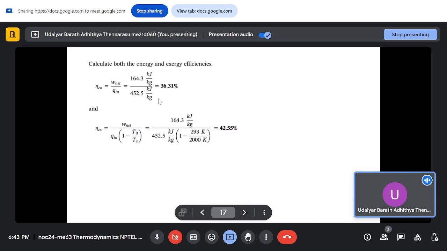So your efficiency is nothing but your work generated divided by total heat added. So 164.3 divided by 452.5 will come out to be 36.31%. And the exergy efficiency is the same, your total work divided by the work generated in the Carnot cycle. So 164.3 divided by your heat added times (1 minus ambient by source). This will be 42.55%.